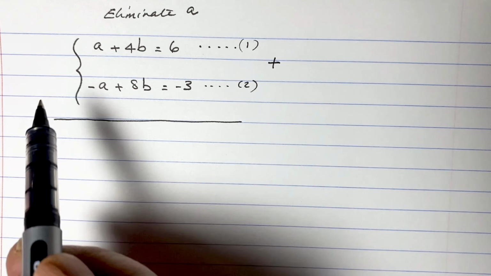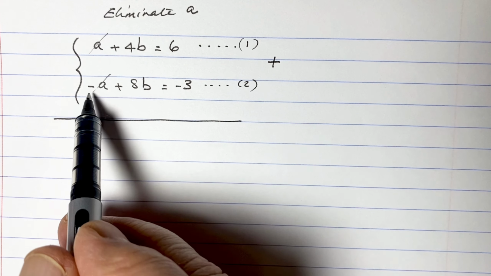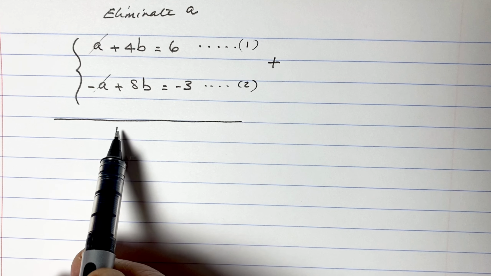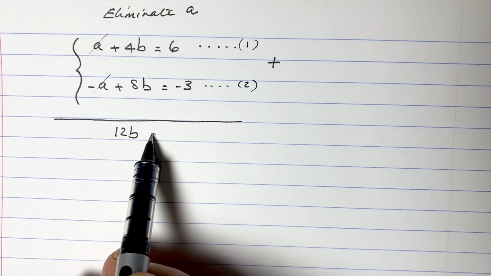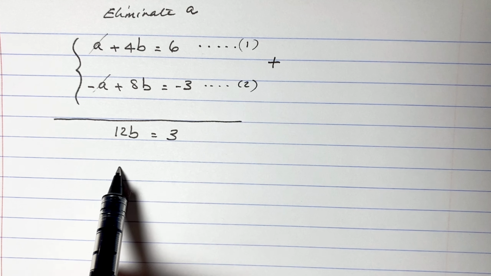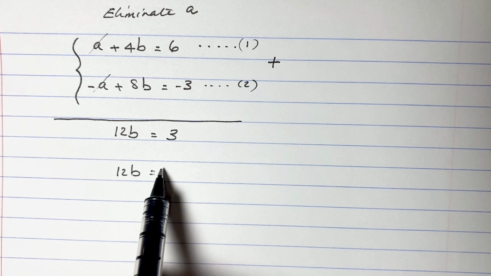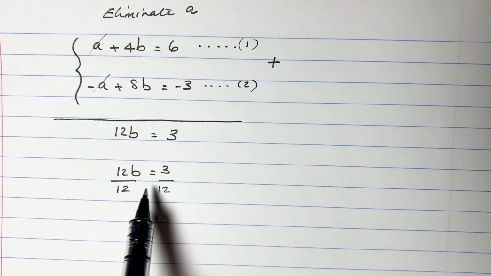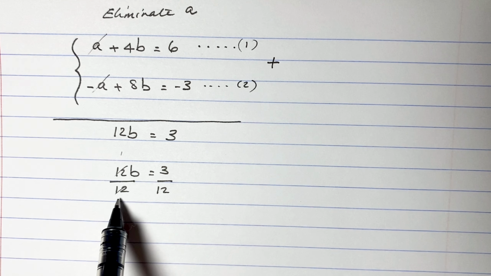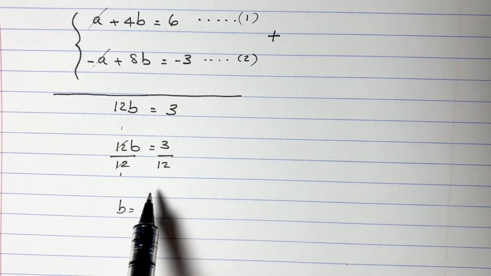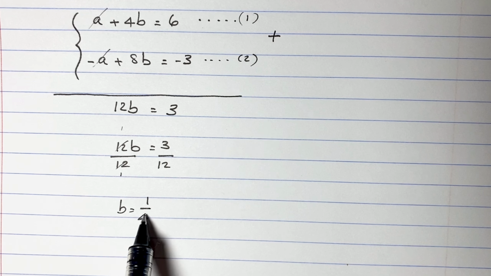a will disappear automatically. 1a take away 1a, no a. 4b plus 8b, that's 12b. And 6 minus 3 is 3. Dividing both sides by 12, 12 and 12 cancel. So b equals 3 over 12, which cancels to 1/4.